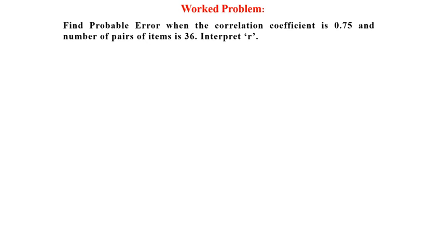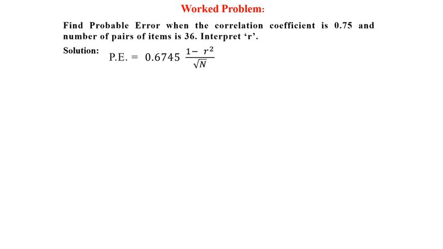Worked problem: find the probable error when the correlation coefficient is 0.75 and the number of pairs of items is 36. Interpret R is the question. Find probable error when the correlation coefficient is 0.75 and the number of pairs given is 36. Then we have to interpret R. First, let us find out the probable error.